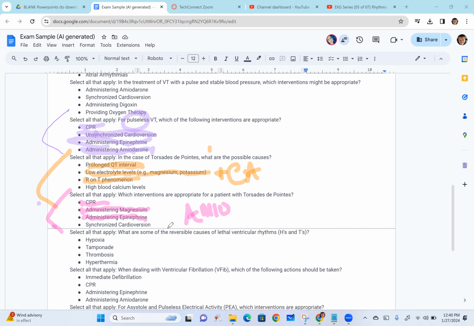You can if it wasn't caused by prolonged QT. If prolonged QT caused it, amio would probably not be a good choice. But if it was just low electrolytes, yes, we could. So amio is possible. It depends on the underlying cause.